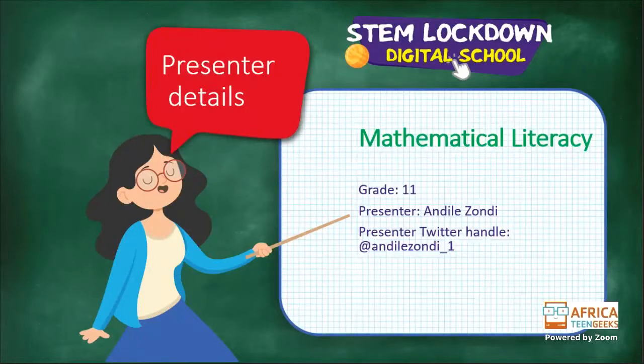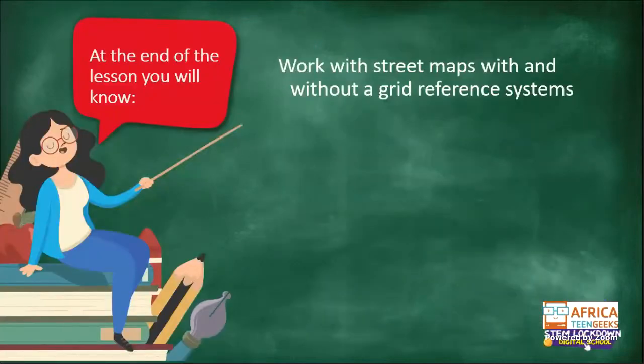Okay, today we're continuing our last revision class for term 2. I think next week we'll do something else. We might do term 3's work next week. Okay, we are revising street maps and we'll be looking at maps with and without grid reference systems. We are jumping straight into our questions.